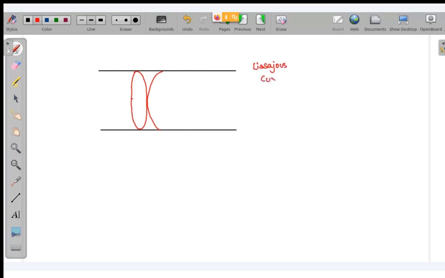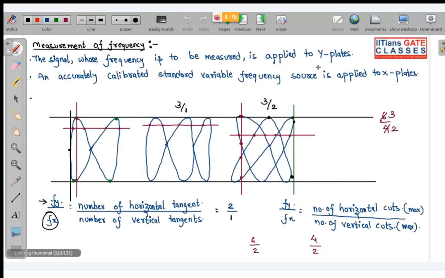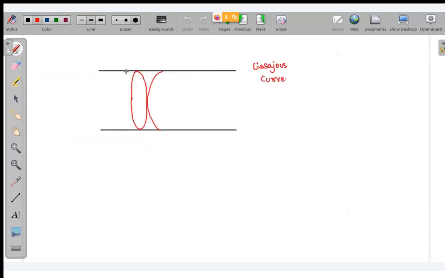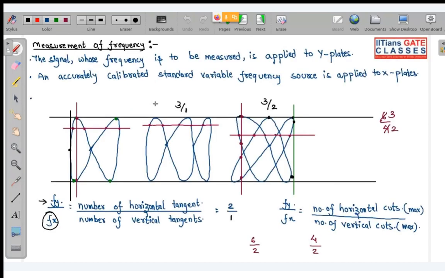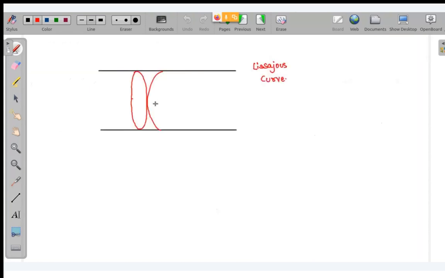So here also you can calculate the frequency in any formula. Either you take the number of horizontal tangents by vertical tangents, or you take horizontal cut by vertical cut. Okay, so no need to worry whether this is actually a Lissajous pattern or not, the Lissajous formula is going to hold every place. Okay, is it clear? Any doubt? Okay, fine. So with this, we finish CRO.